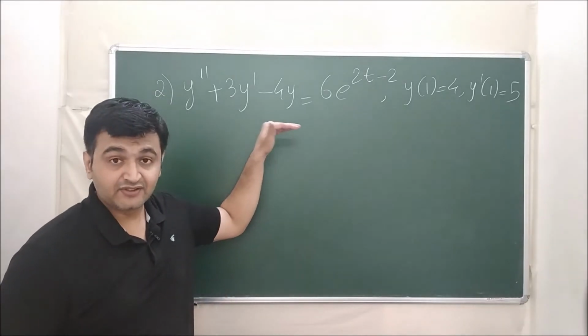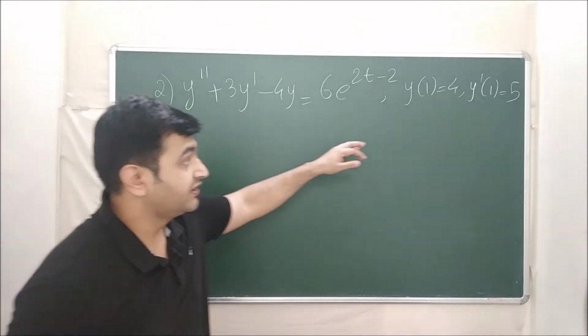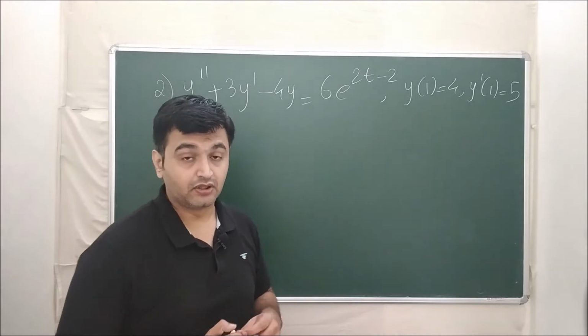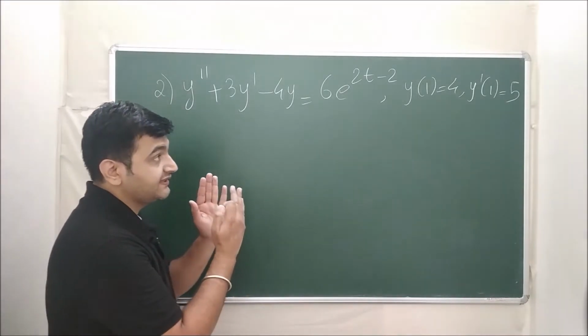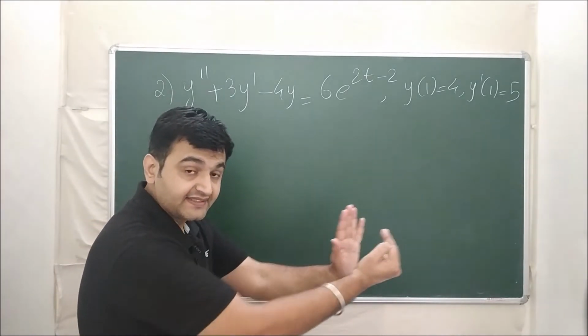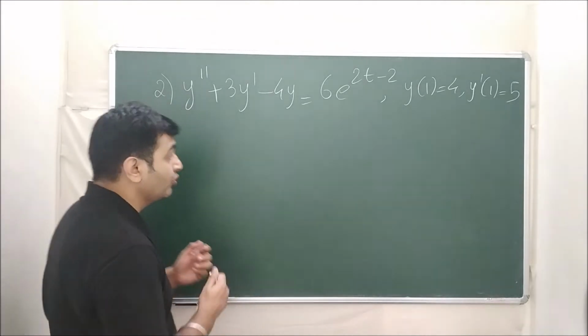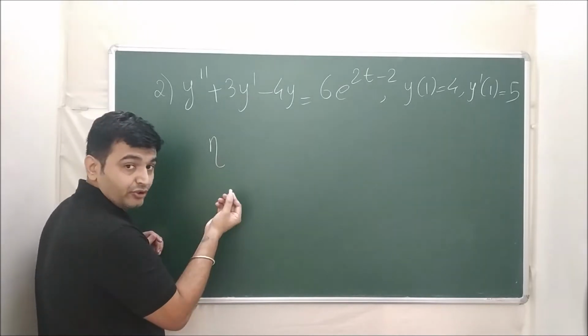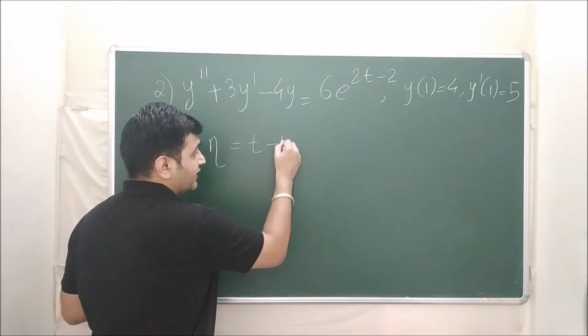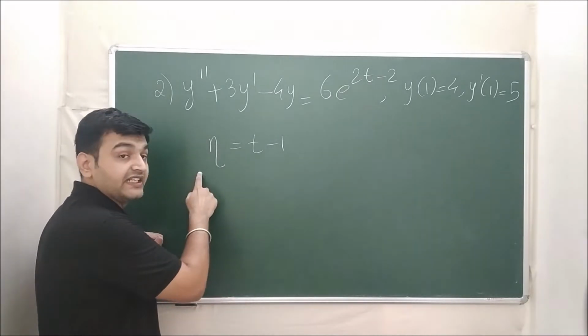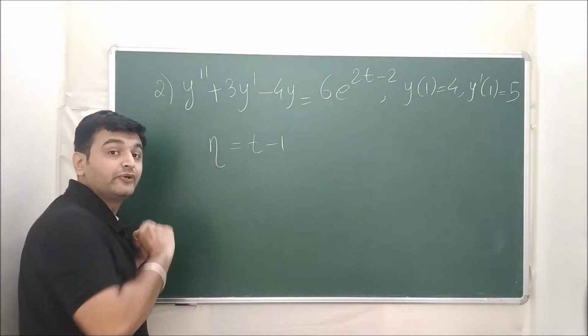Now consider this as your initial value problem. Again, the initial condition is not given at 0, so here we will do translation. How do you do that? Since it is translated by 1 unit on the right hand side, what change of variable do you do? You call eta your new variable. You call eta as t minus 1 because I am shifting to the right. See, when my t is 1, my eta is 0. That's how I am bringing 0 into the picture.